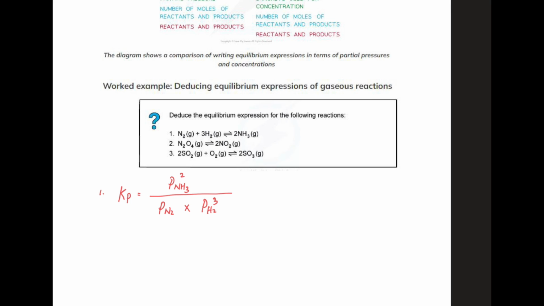If we want to find out the units of Kp, what will it be? They are using pascals, by the way. Pascal to the power of -2. Yes, it's correct. Okay, question 2. What is the formula for Kp? PNO2 squared over PN2O4. Yes, correct. So what is the unit? Just pascals. Yes, correct.